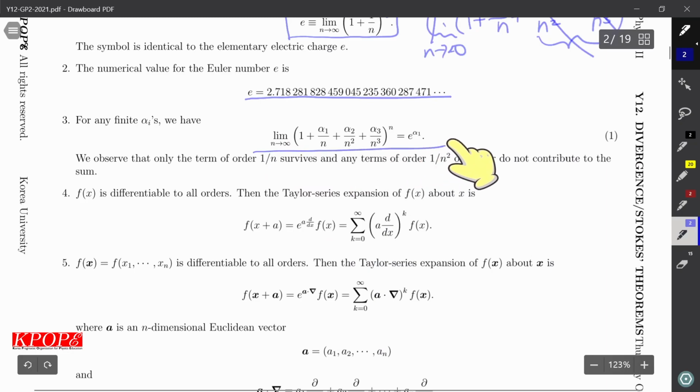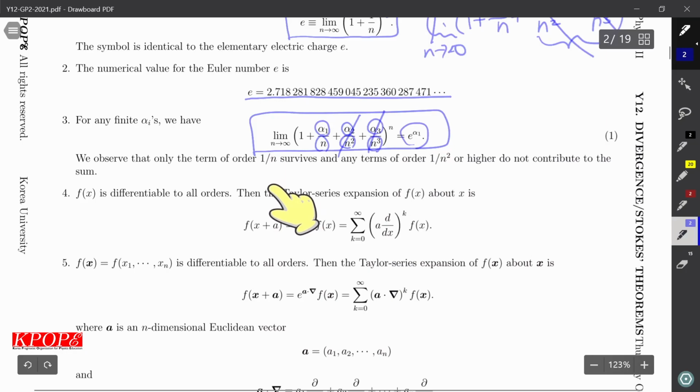This one is the example. So if we substitute alpha 1, alpha 2, alpha 3 with n, n squared, and q, higher order pieces will disappear absolutely, and the answer is e to the alpha 1.